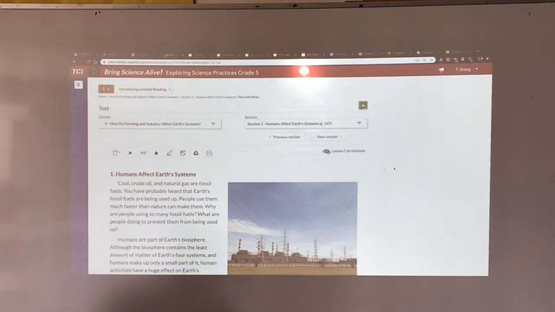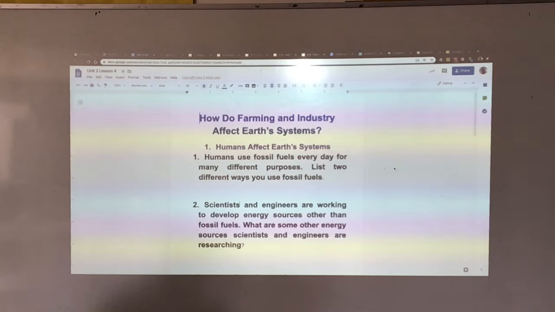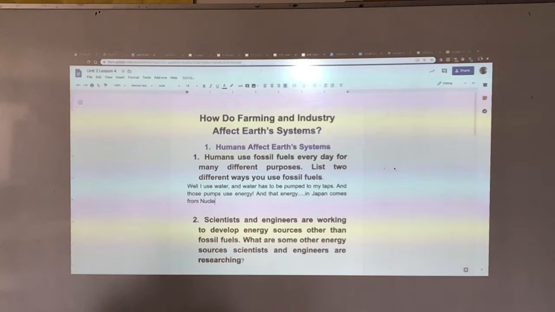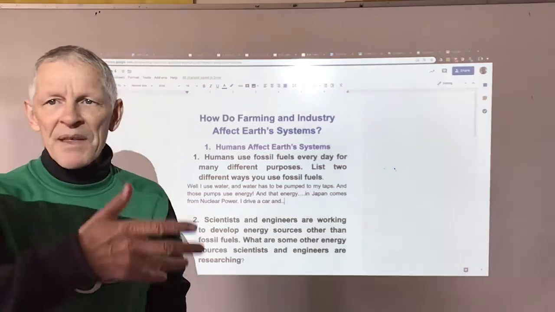Okay, so I can go back and try to answer this question here. How do I use fossil fuels? You'll be able to type right into this document. Well, I use water, and water has to be pumped to my taps, and those pumps use energy. And that energy in Japan comes from nuclear power. Now, I also could go into that one. I could say, yeah, I drive a car. And instead of making you watch me type that, I drive a car.